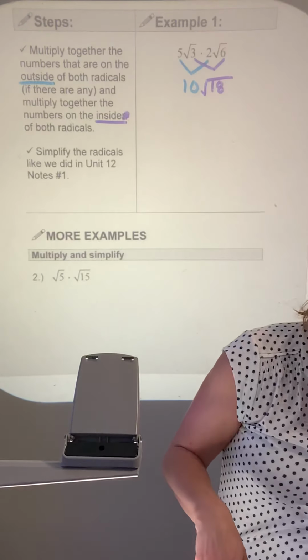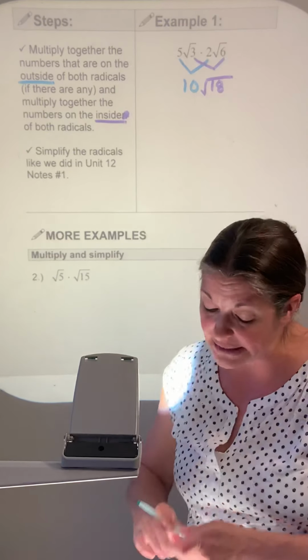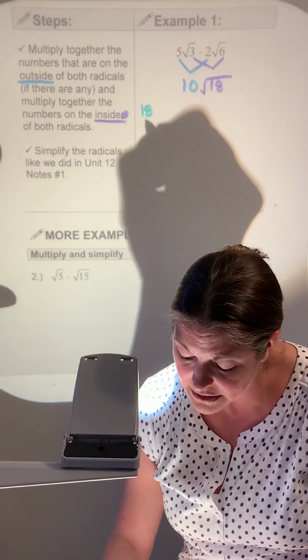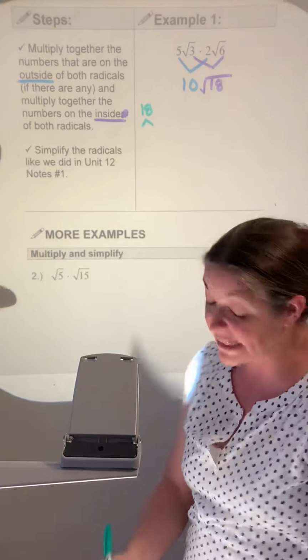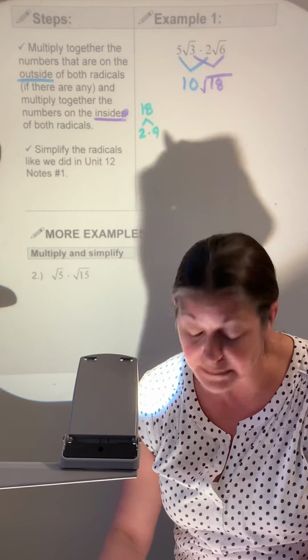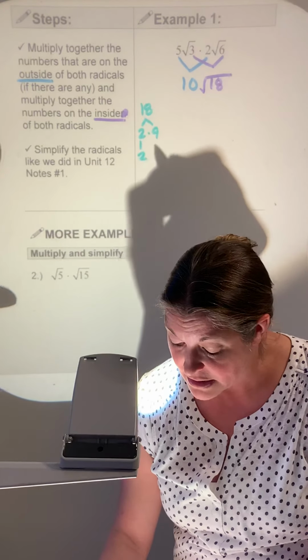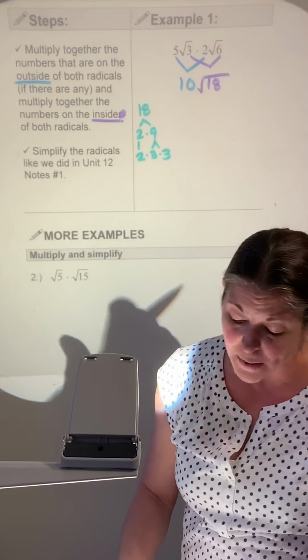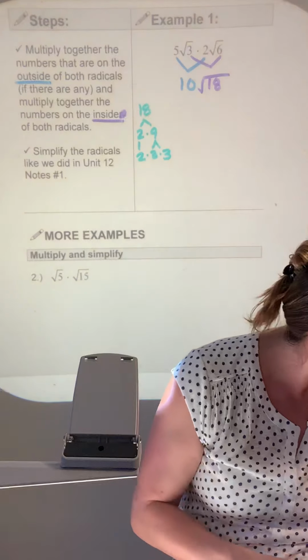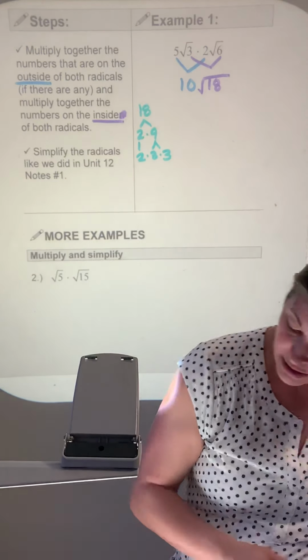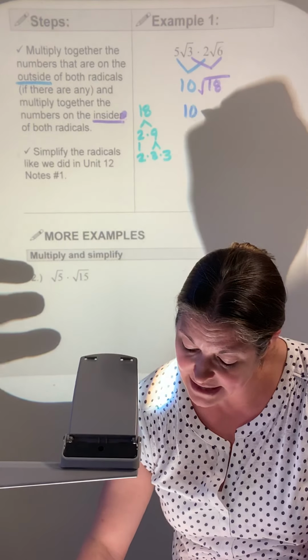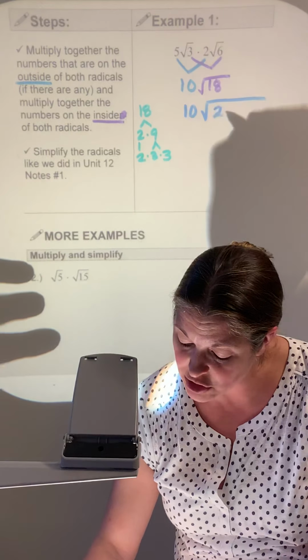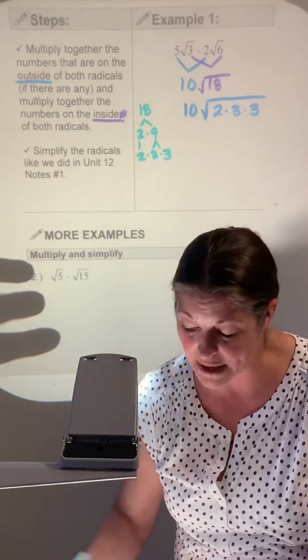Let's go ahead and prime factor that 18. I'm going to do that off to the side here. If I prime factor 18, that's going to give me 2 times 9. The 9 will break down into 3 times 3. So my prime factorization for this is 10, and then underneath is 2 times 3 times 3.